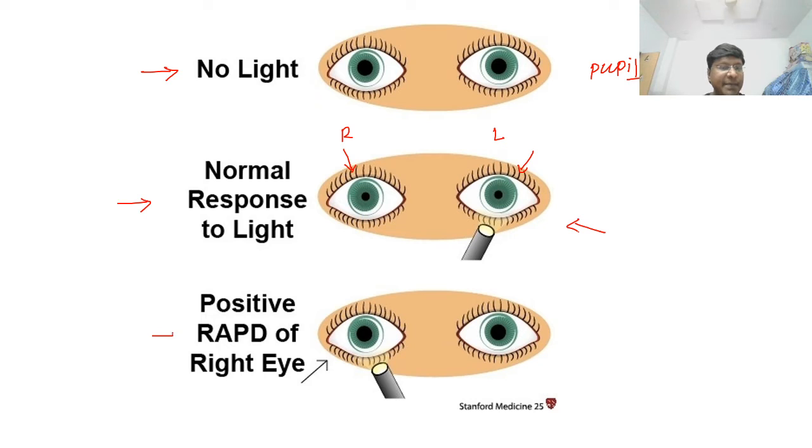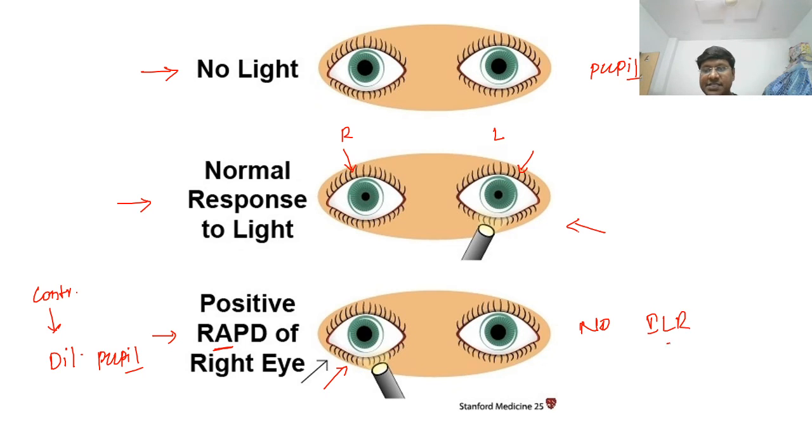Whereas in case of RAPD, relative afferent pupillary defect, whenever you show light into the affected eye, initially there will be minimal contraction of the pupil, followed by dilatation of the pupil. So you see what is happening. Instead of contraction, there is dilatation of the pupil. That is called the Marcus Gunn pupil. And there is no consensual reflex, no indirect light reflex also.